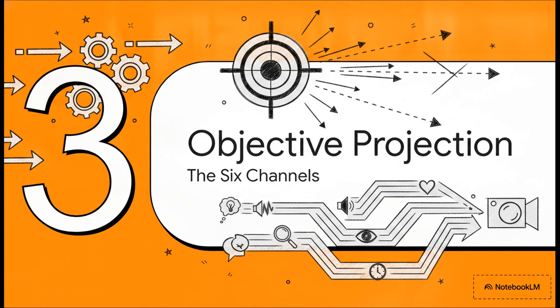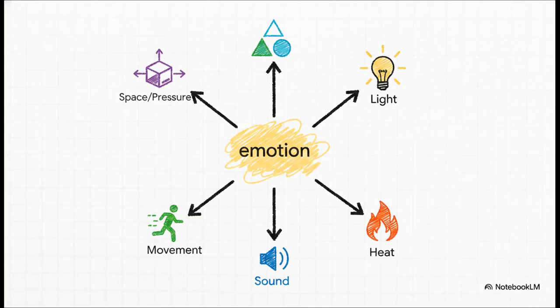Let's move into section 3 and see how this works, the objective projection method. So objective projection completely, and I mean entirely, avoids naming feelings. Instead, it forces you to encode abstract emotions through 6 tangible physical channels. We're talking light, heat, sound, movement, spatial pressure or openness, and geometry. Instead of just saying a character is scared or sad, a narrative engineer asks, okay, what is the specific sound, movement, or temperature in the room that proves it? You are taking the internal state and projecting it entirely into external physics.